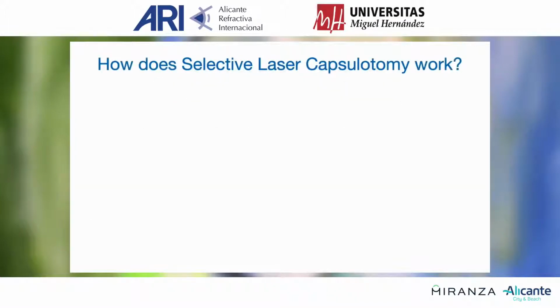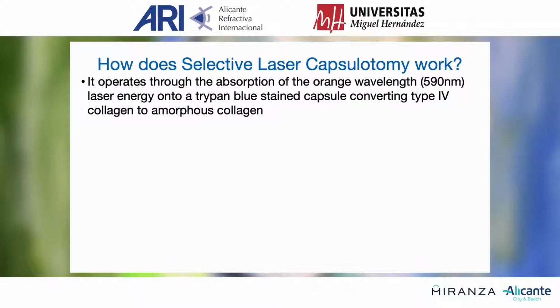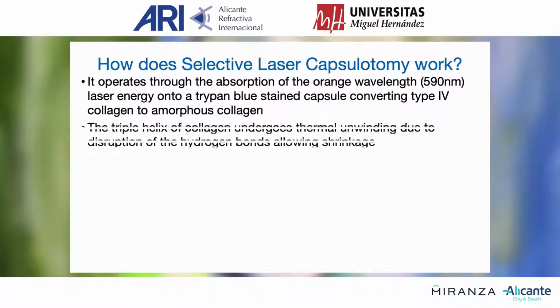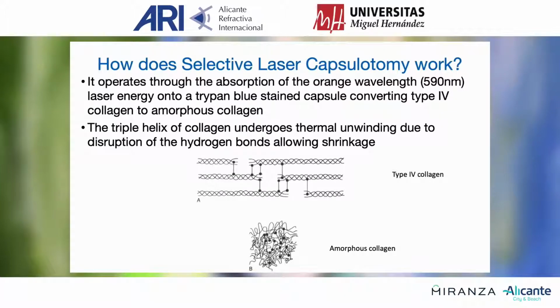So how does selective laser capsulotomy actually work? It operates through the absorption of 590 nanometer orange wavelength laser energy onto a trypan blue stained capsule, converting type 4 collagen to amorphous collagen. The triple helix of collagen undergoes thermal unwinding due to disruption of the hydrogen bonds, which allows shrinkage. And we can see how the structure changes from the type 4 collagen above to the amorphous collagen below.